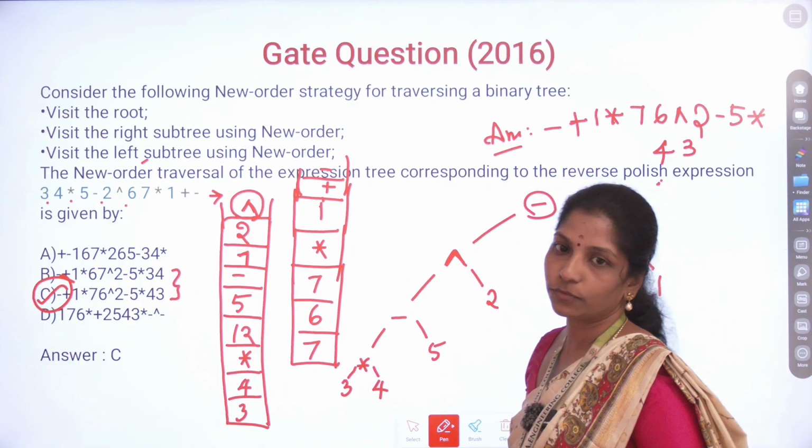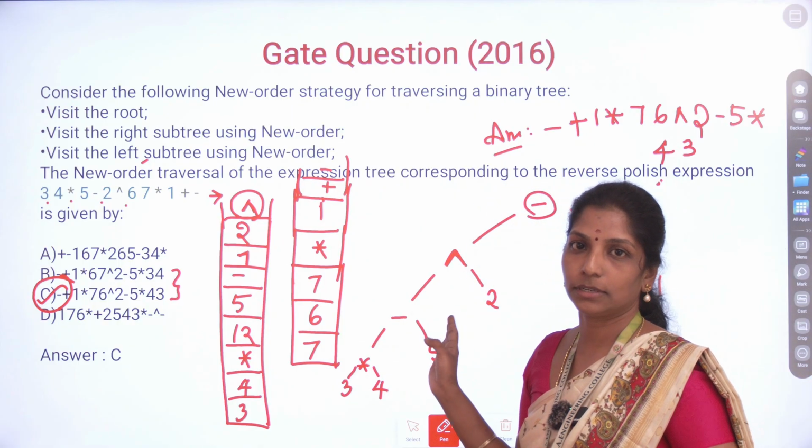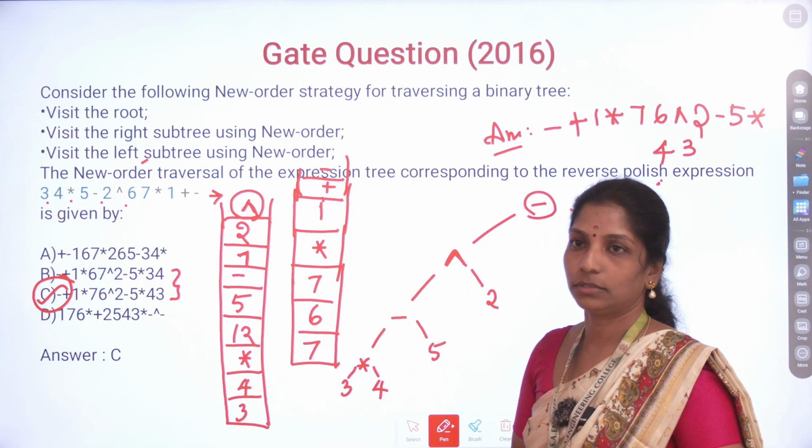So these are some of the GATE questions we have discussed related to trees.